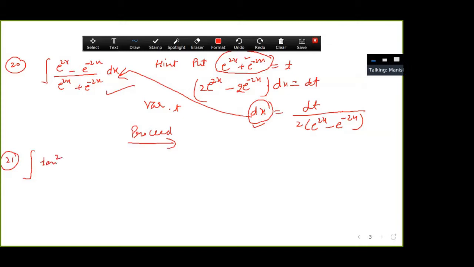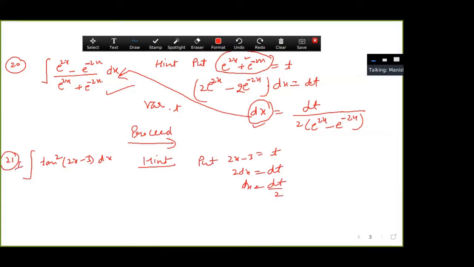Question number 21 is integration of tangent square (2x minus 3) dx. Now the hint for this question is to put, before that, I think there is no standard form, so first of all I have to convert it. Put 2x minus 3 equal to t and 2 dx is equal to dt, or you can say dx is equal to dt upon 2. Let's do this question completely.